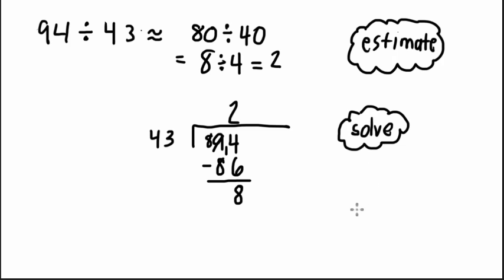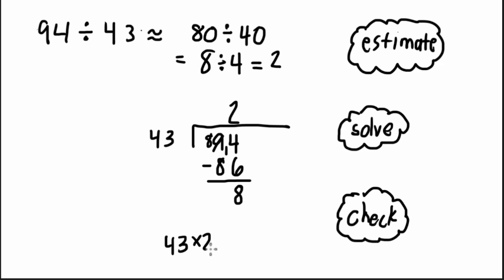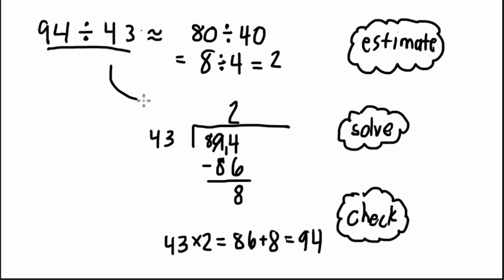Okay. So then our last step is to check our answer. And how do we do that? Well, we simply multiply the divisor and the quotient, 43 times 2, which is equal to 86, plus 8. That should be 94, and it is. And so we've checked our answer. So we know that this divided by this is 2 with this plus 8, remainder 8. So we have a remainder of 8.